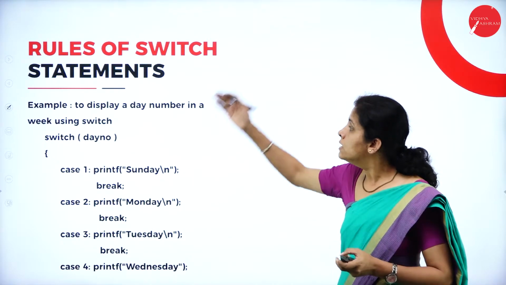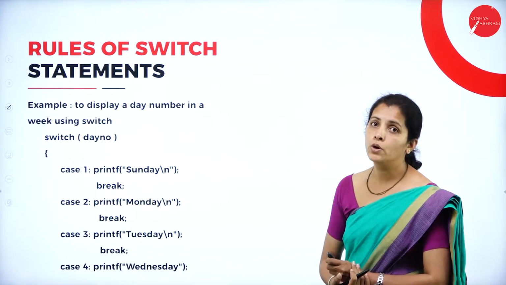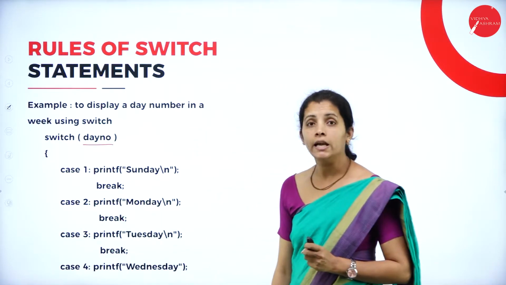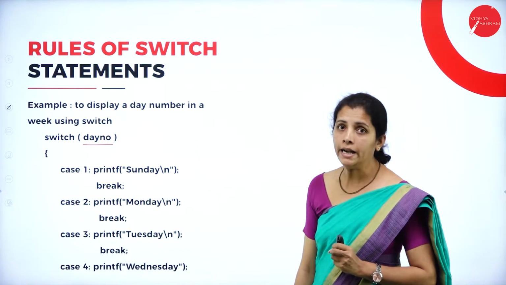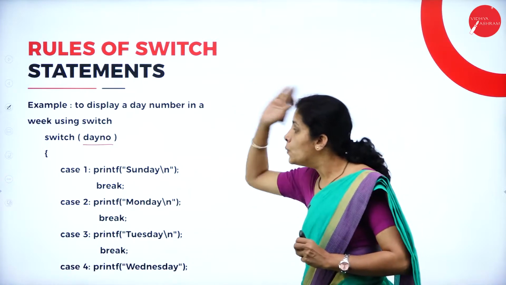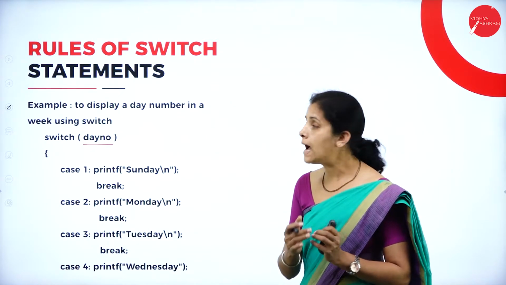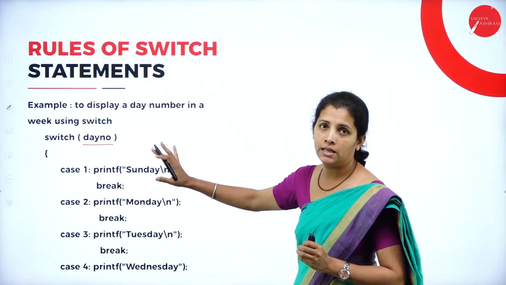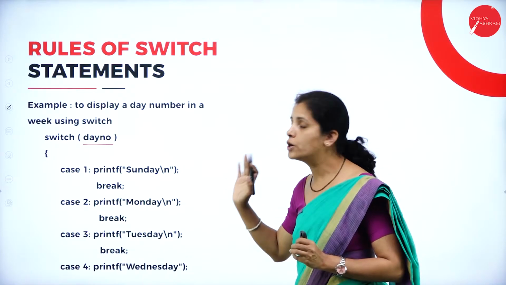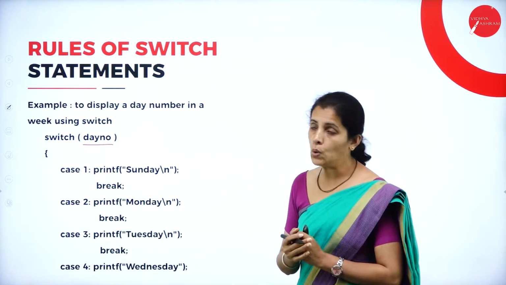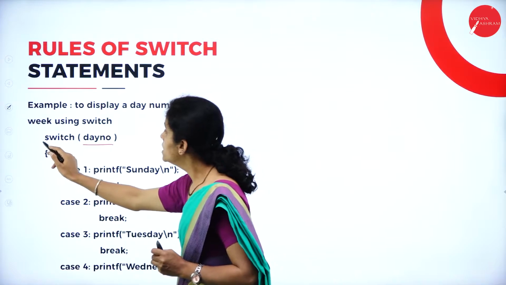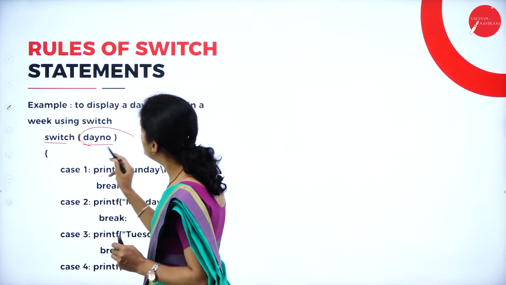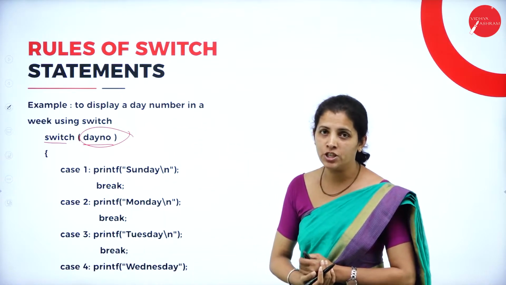Now, this is the simple example I'm going to have here. If I consider a week, in a week, I'm going to have 7 days, and I want to check which day it is. For that, I'm going to write the program. So just a snippet. It's not a complete program. I'm just going to explain the pseudo code. So here, switch. This is my keyword, and here day number is my expression.